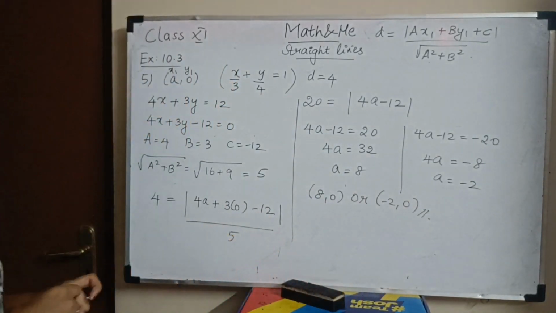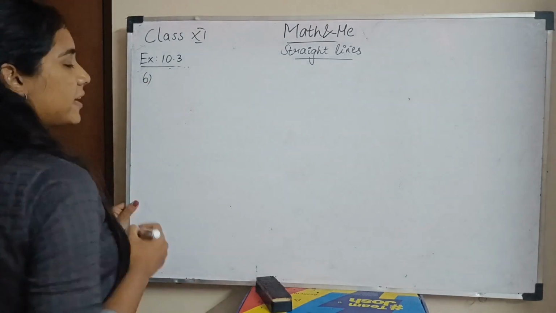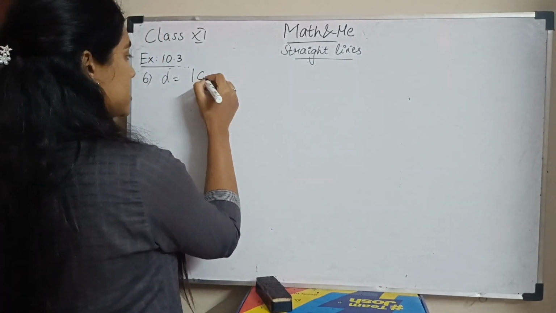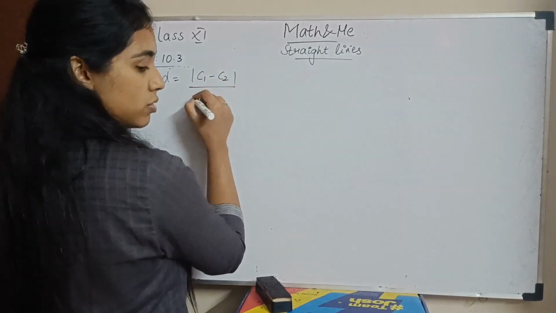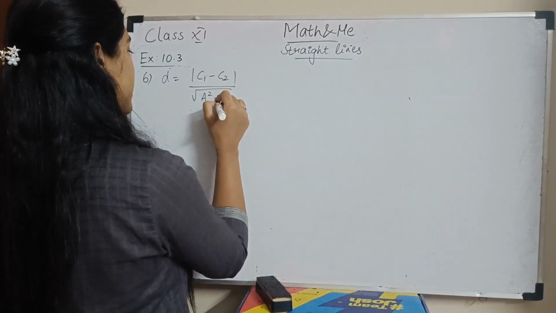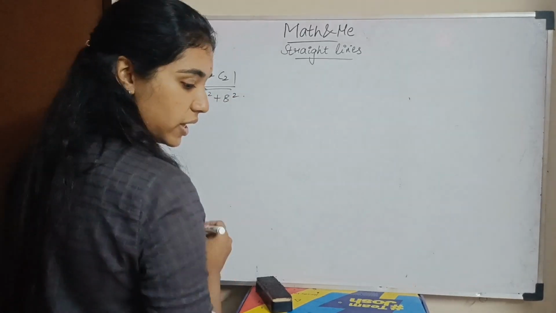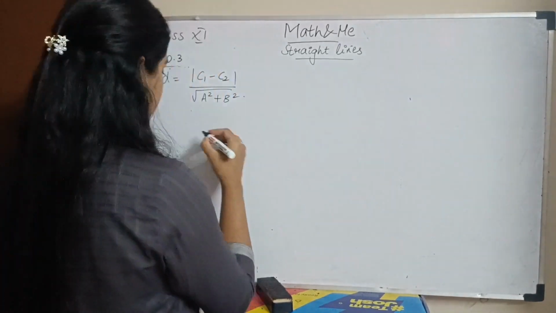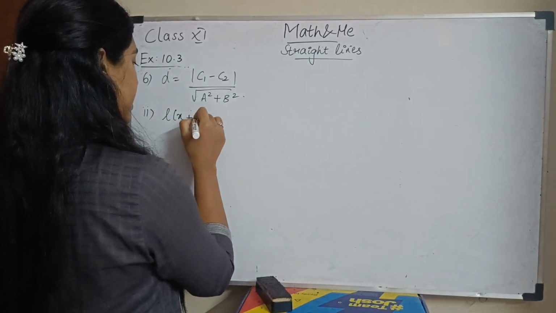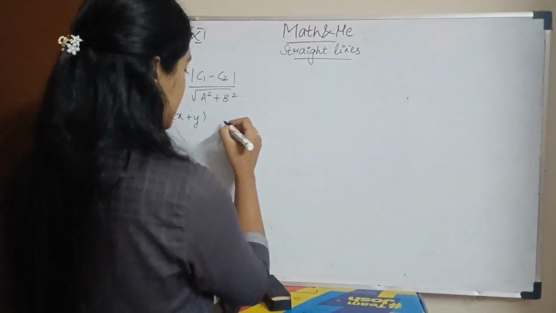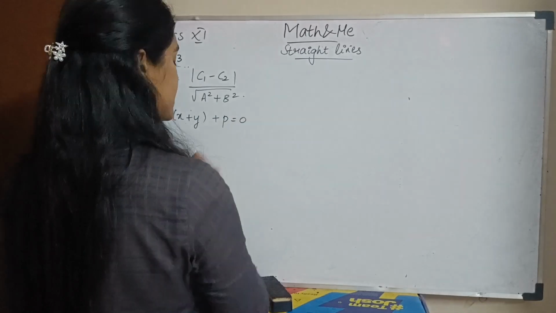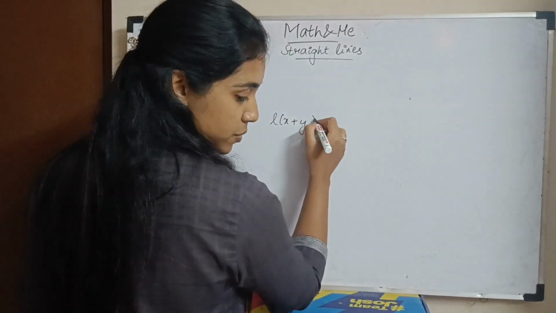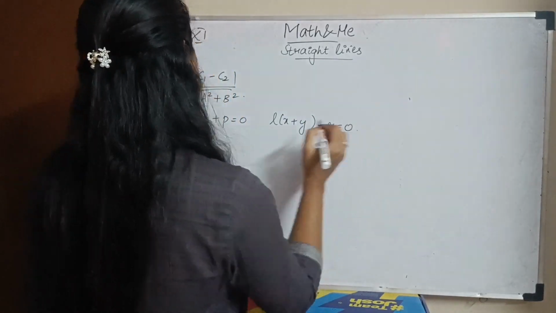Okay. Question number 6. Find the distance between the two parallel lines. So what is the formula? D equals the modulus of c1 minus c2 divided by root of a square plus b square. What are the equations given? I am doing the second subsection, which is l times x plus y plus p equals 0. This is one equation, and the other equation is l times x plus y minus r equals 0.